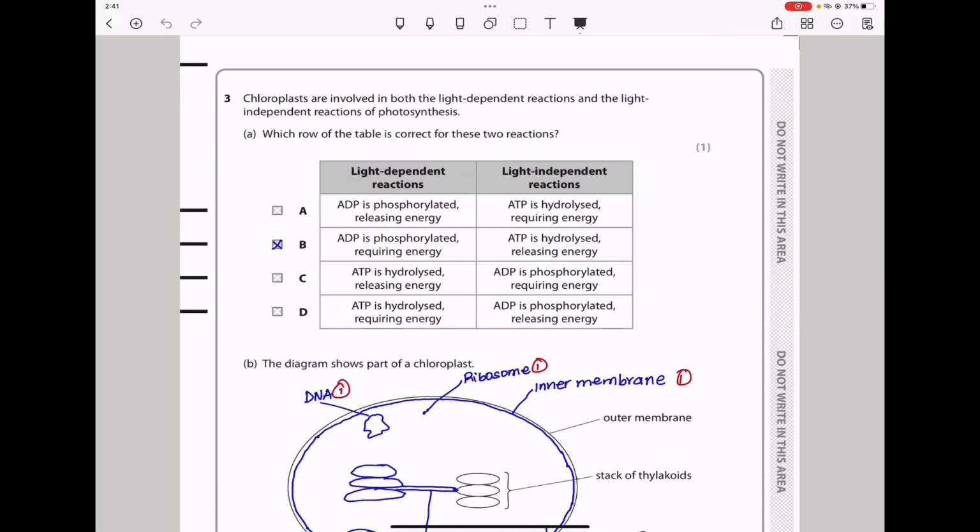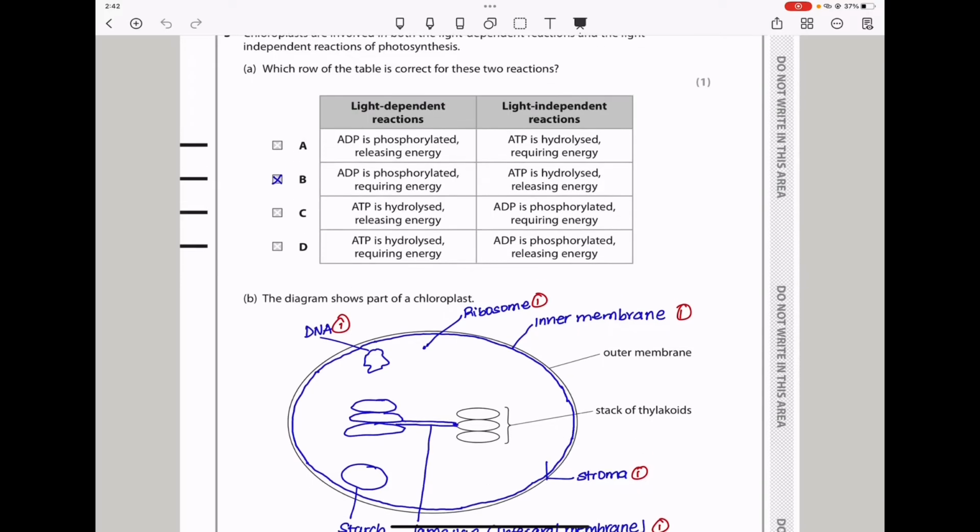Question 3. Chloroplasts are involved in both the light-dependent reactions and the light-independent reactions of photosynthesis. Which row of the table is correct for these two reactions? In the light-dependent reactions, ATP is produced, so ADP is phosphorylated, requiring energy. In the light-independent reactions, ATP is hydrolyzed or broken down, and energy is going to be released. So here B is going to be our answer.